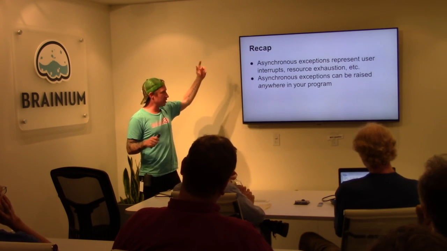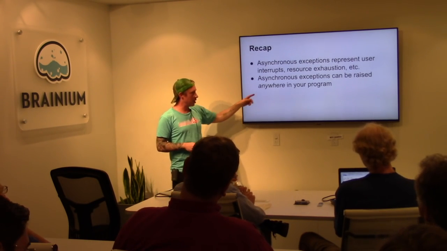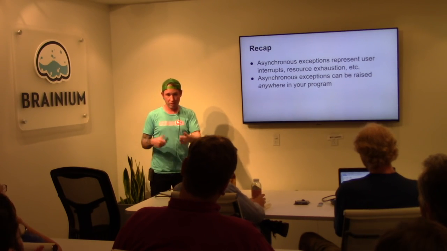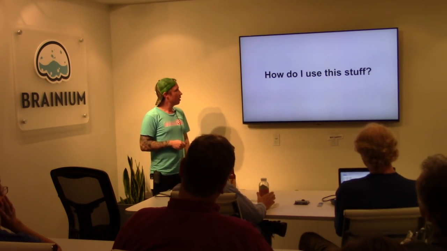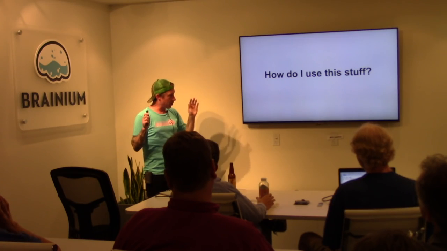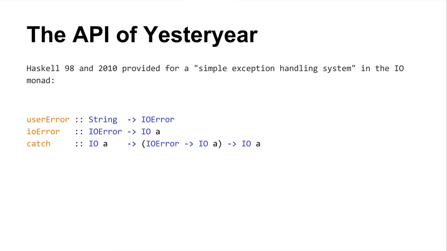Okay, they represent things like user interrupts, resource exhaustion, blah, blah, blah. They can be raised anywhere in your program. Pure code, impure code. Okay, so that's a lot of background. How do you use this stuff? How do you actually write a computer program that deals with these errors, throws these errors, et cetera? How do you signal these out-of-band failures yourself, and how do you handle the case in which a library is trying to signal to you that something has gone dramatically wrong?